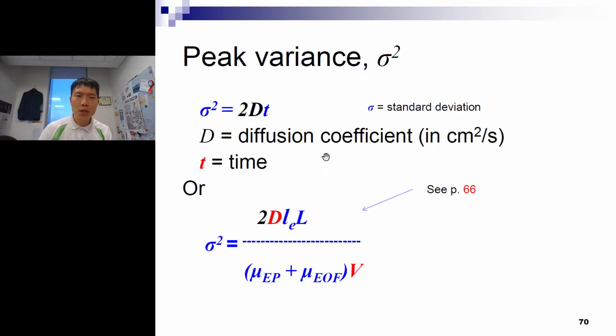Now, peak variance, sigma square, nothing new formula. It's equal to 2Dt. The D is the diffusion constant, cm square per second. T is the time here. So then you do a substitution, back to slide 66 here. This is what you get.